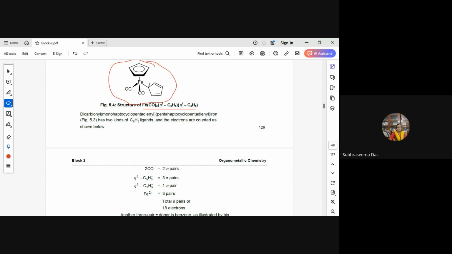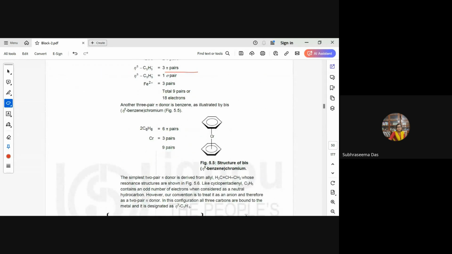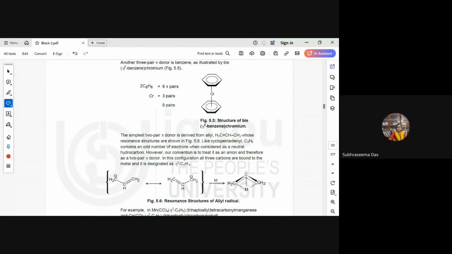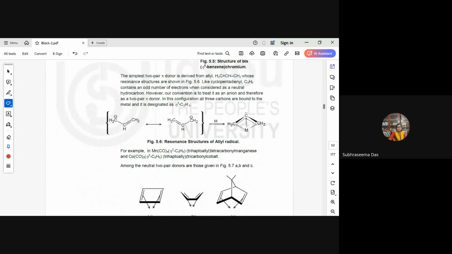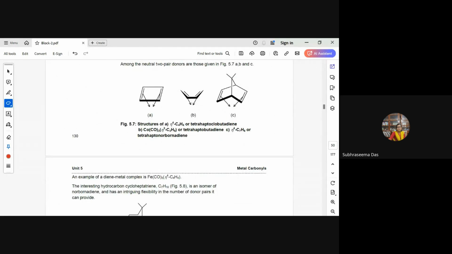The calculation of electrons for this complex is shown as follows. If we look into this complex, we have 2 CO, so this contributes 2 sigma pairs. For the eta 5 C5H5 minus, there are 3 pairs. Then we have the Fe, which is present as Fe2 plus, with 3 pairs. So the total is 9 pairs or 18 electrons. This is how we calculate the number of electrons in various complexes. Some of the examples have been listed here.